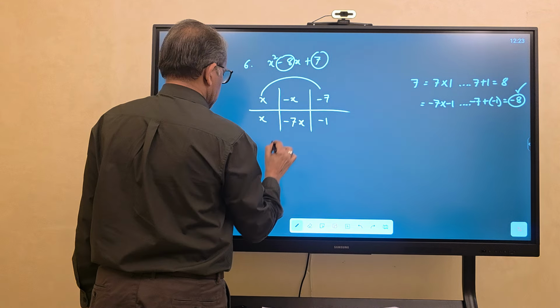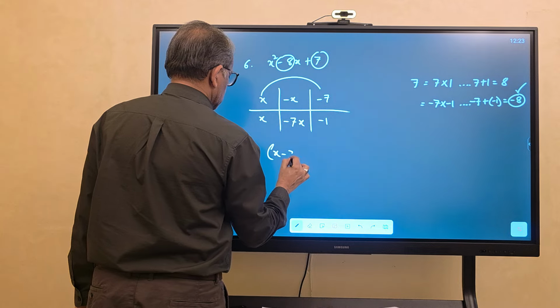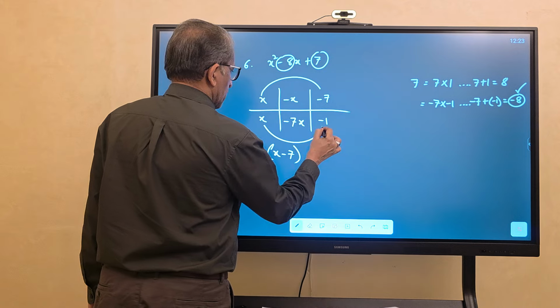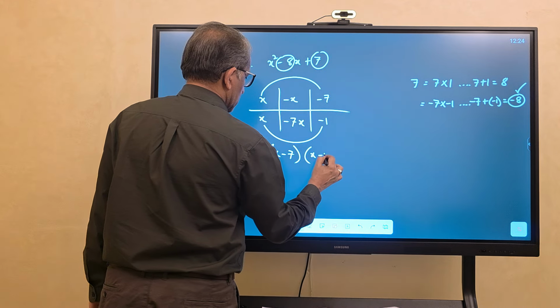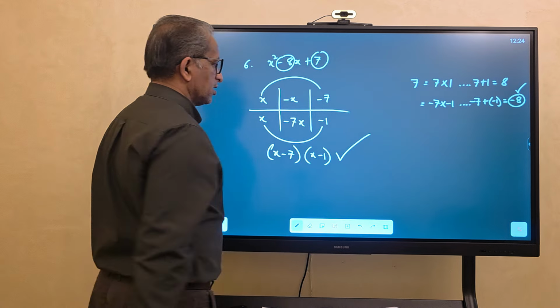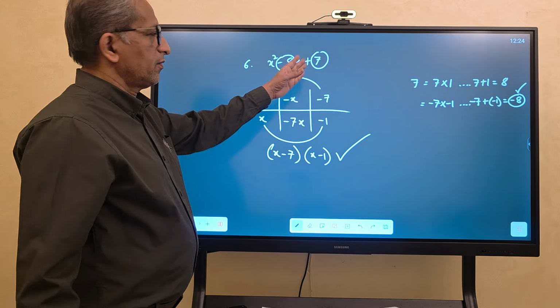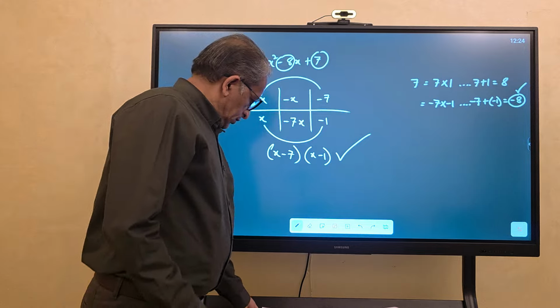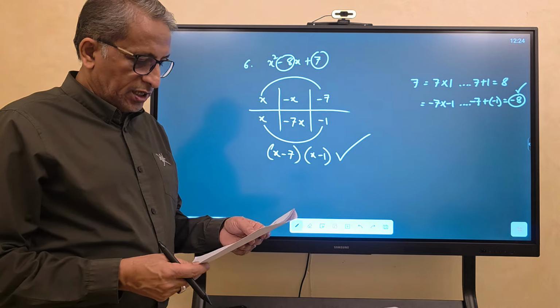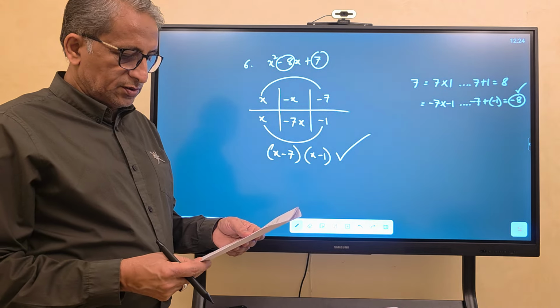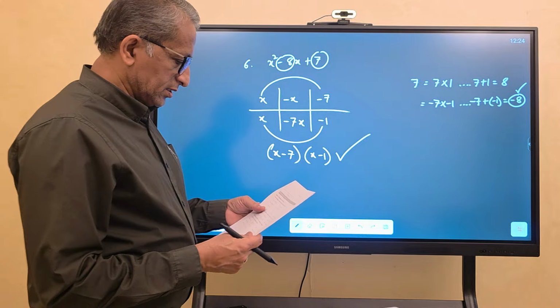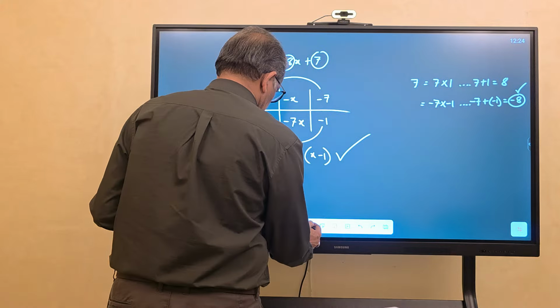So what are the factors now? x minus 7 is one factor. x minus 1 is another factor. So these are the two factors of this. So you can see there are many examples of the same type.